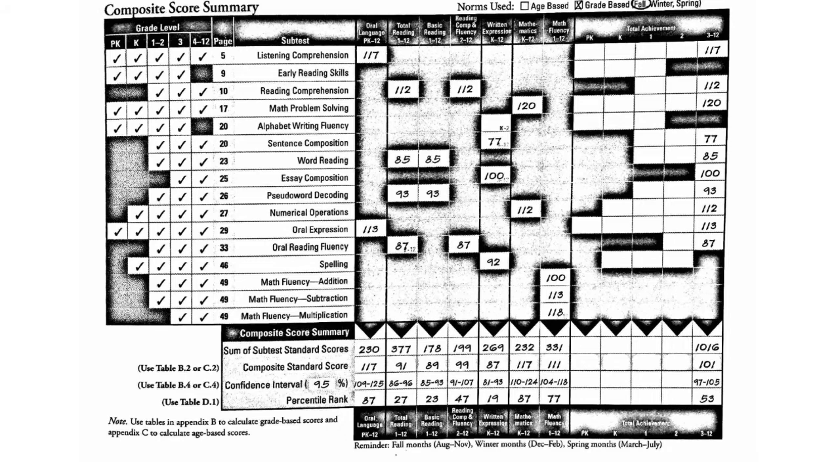We could see that their percentile rank was 53%, indicating that they scored the same or better than 53% of the students who took this test. So just slightly above the mean for this student in terms of their total achievement, which again is just an indicator of their total achievement and is a way to collapse all of those subtest results.